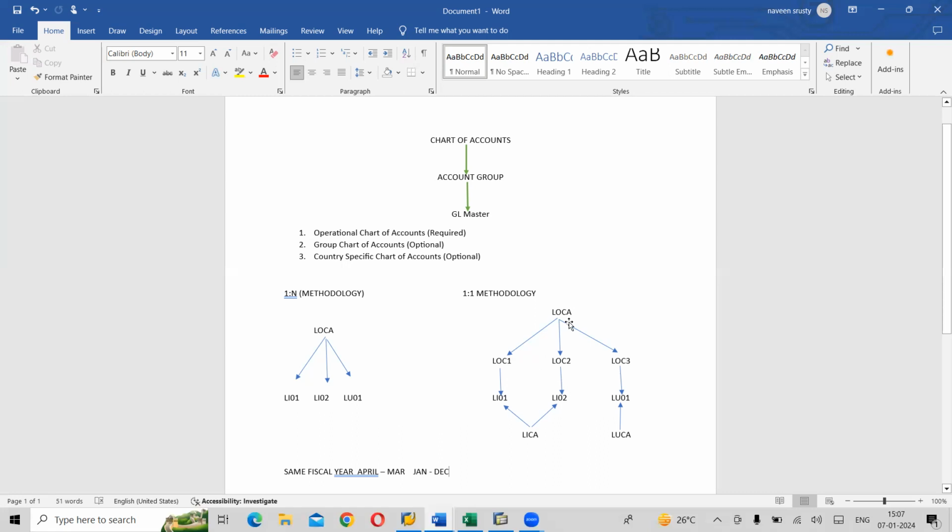Okay, next one, right? Country specific chart of accounts.